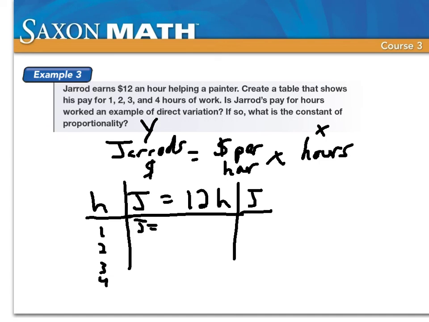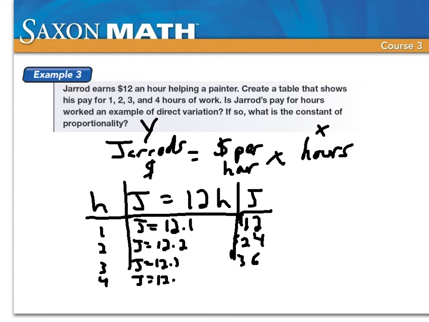So his money is going to equal 12 times 1, which is $12. And his money is going to equal 12 times 2, which is $24. And then his money is going to equal 12 times 3, which is $36 for 3 hours. And then for 4 hours, it's 12 times 4, which is $48.